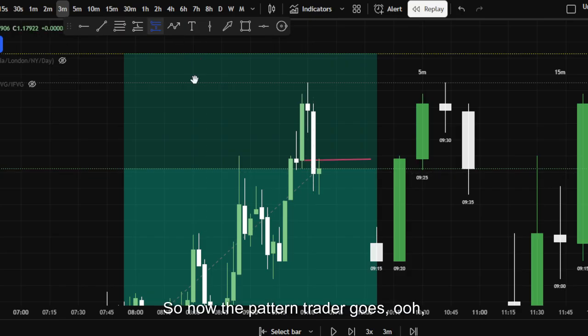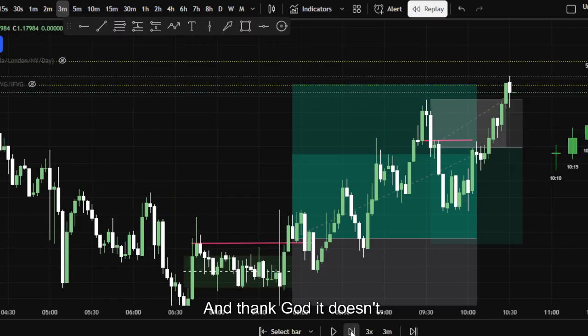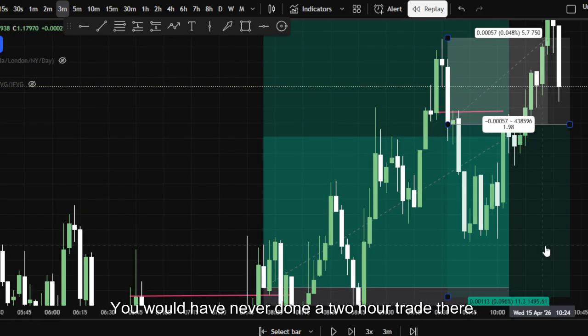So now the pattern trader goes, ooh, perfect. Now I'm going to go short here. I'm going to go to my 2R. Again, I pray this doesn't work. We will see. And thank God it doesn't. What you did do, though, and again, once you become very advanced at this, it's actually fine to trade this short because you would be looking for these lows. You would have never done a 2R trade there.